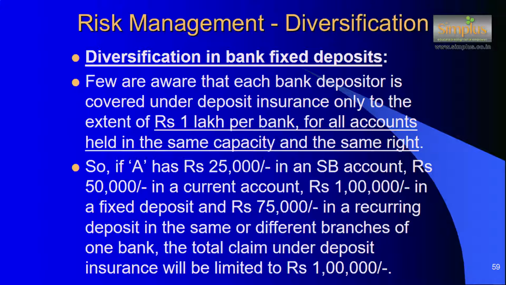I'll give you some examples, you'll understand. So, if A has 25,000 in a savings account, 50,000 in a current account, 1 lakh in an FD, 75,000 in a recurring deposit. If you total it up, probably comes to 2.5 lakhs. Bank goes bad. Your total claim is limited to only 1 lakh. Your accounts may be different, but same capacity and same right.